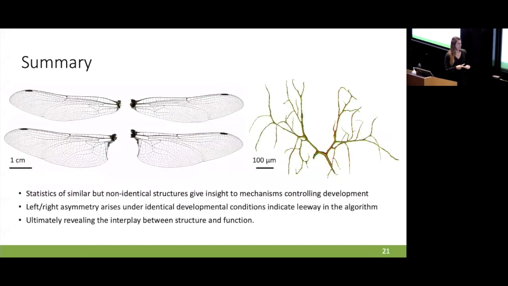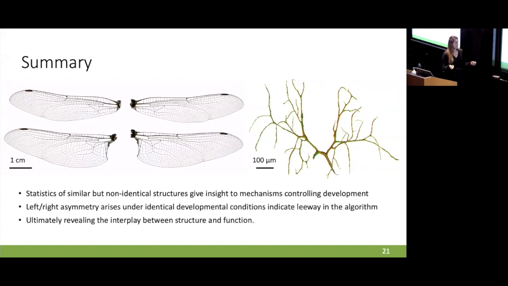All right, so the summary of my talk is I've presented these two examples, and they're examples of similar but non-identical structures. The idea is that studying them gives insights into mechanisms controlling development. Especially this left-right asymmetry is important because when you study this algorithm, you want to identify where the stochasticity arises. Is it the algorithm that's actually stochastic, or is it because it's developing in a noisy environment and there's stuff getting in the way of it doing the same thing over and over again?